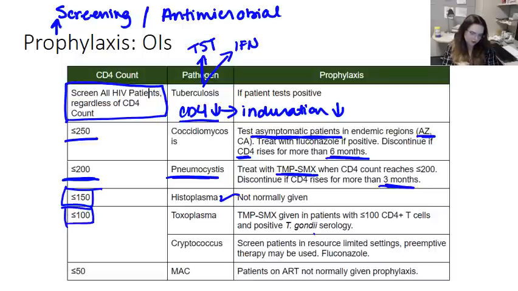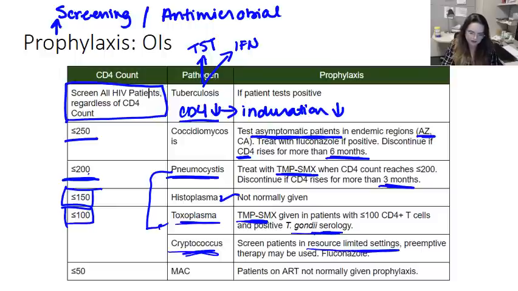Once the CD4 count falls below 100, we're actually going to add on screening for toxoplasma and cryptococcus. So you'd go ahead and check the serology on your patient. If the patient is positive, you would use TMP-SMX again. If you were already prophylaxing for pneumocystis, which hopefully you would be because that criteria is a little bit higher, then you're okay. Cryptococcus, you're going to screen patients in resource limited settings. And then if there's a positive, you would go ahead and treat with fluconazole.